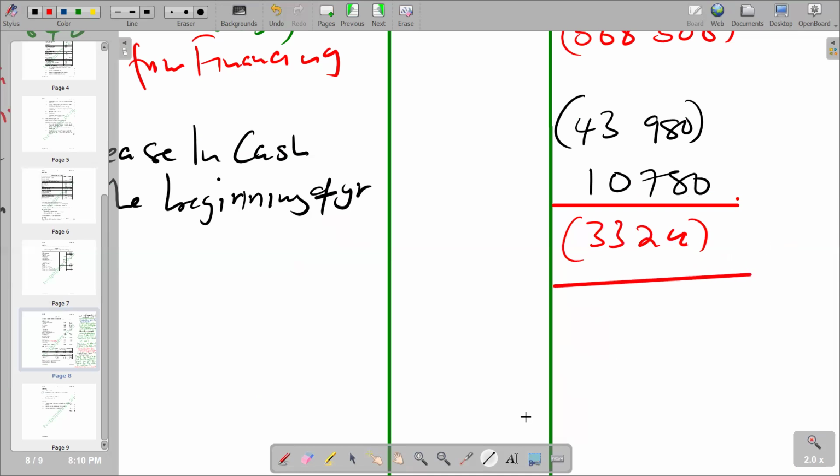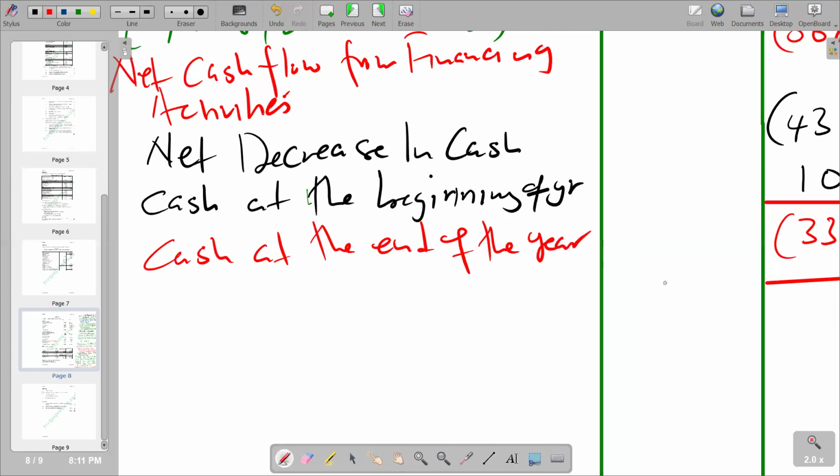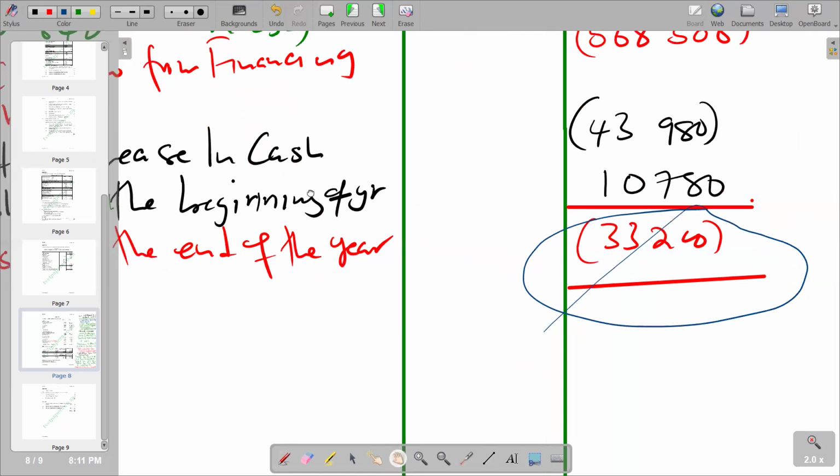So on the description, we are saying this is now the cash at the end of the year. So here we are saying cash at the end of year, which is our 33,200. So basically we are saying this figure that we have here should be the same as the final figure that we have for cash in the statement of financial position. So we're going to check, is it negative 33,200?